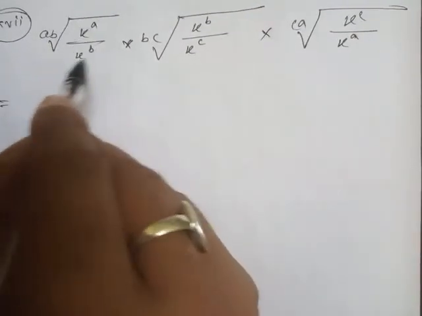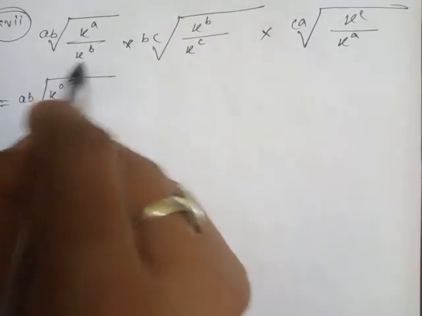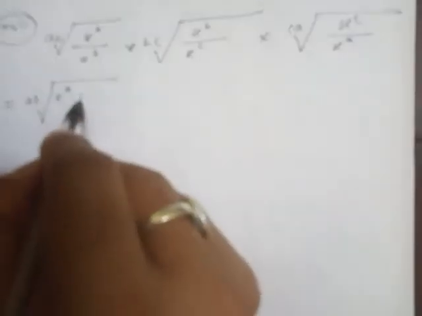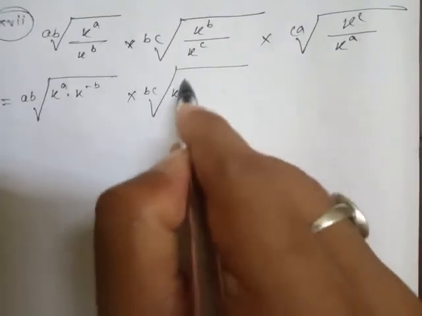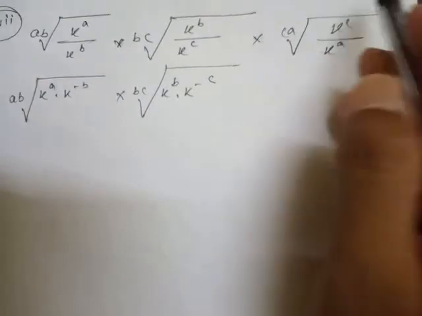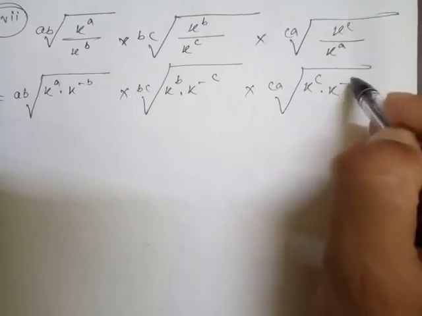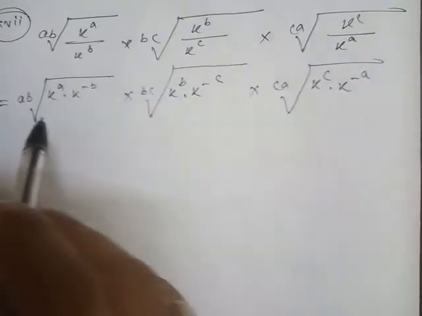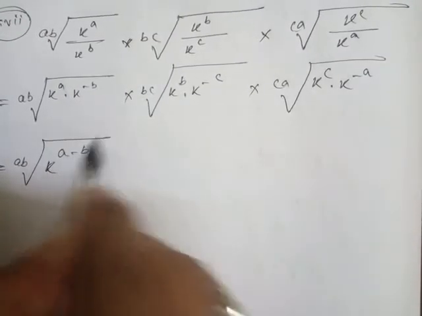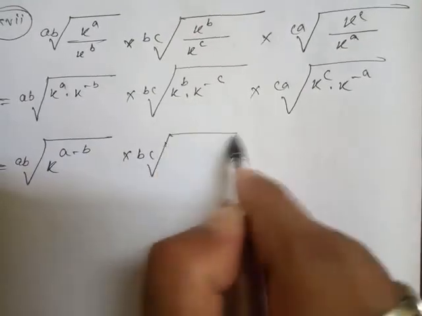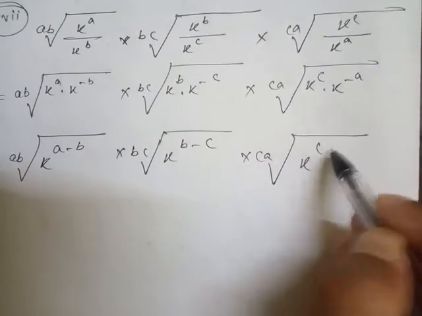First of all, ab root of k to the power a by k to the power b, which means ab root over k to the power a, and this will go on with the numerator, so it becomes k to the power minus b, into bc root of k to the power b, and this will go in the numerator, then k to the power minus c, ca root of k to the power c, then it will go on k to the power minus a. Now look after that, if base same power should be added, so ab root over k to the power a minus b, then bc k to the power b minus c, and there is ca k to the power c minus a.